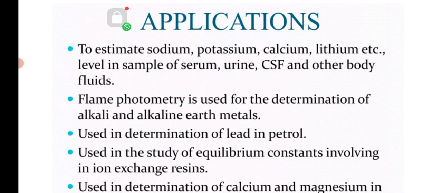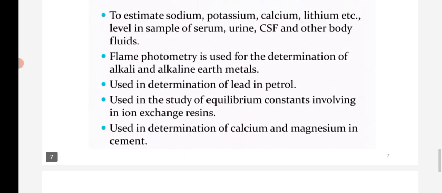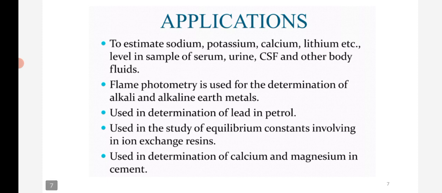Flame photometry is used for the determination of alkali and alkaline earth metals. It is also used for the determination of lead in petrol, and in the study of equilibrium constants involving ion exchange resins. And also it is used in the determination of calcium and magnesium in cement. So these are the applications of flame emission spectroscopy.